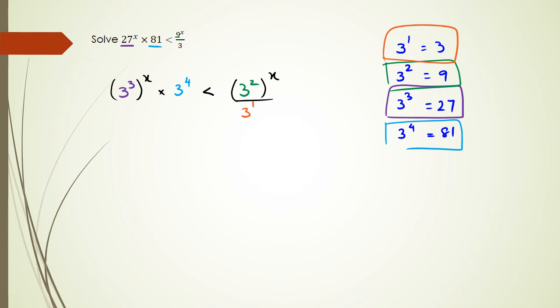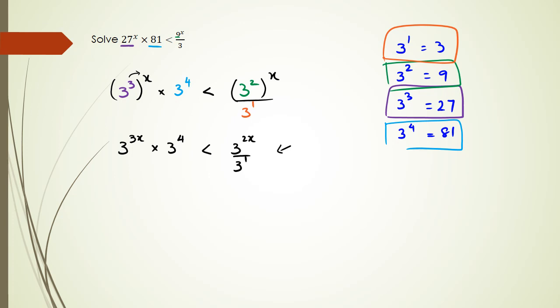So once I have this, I can start simplifying. When you have two powers, I'm talking about the 3 and x right here, remember that when you have powers of powers, you multiply the powers. So this is going to look like 3 to the power of 3x, multiplied by 3 to the power of 4, and it's less than 3 to the power of 2x divided by 3 to the power of 1.